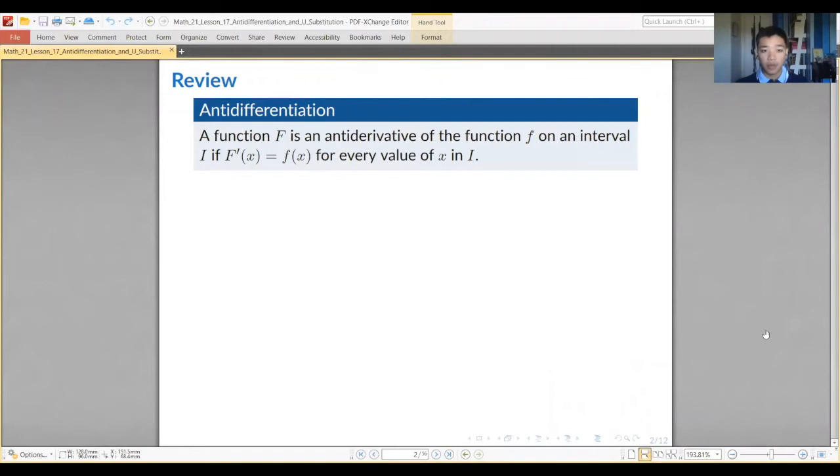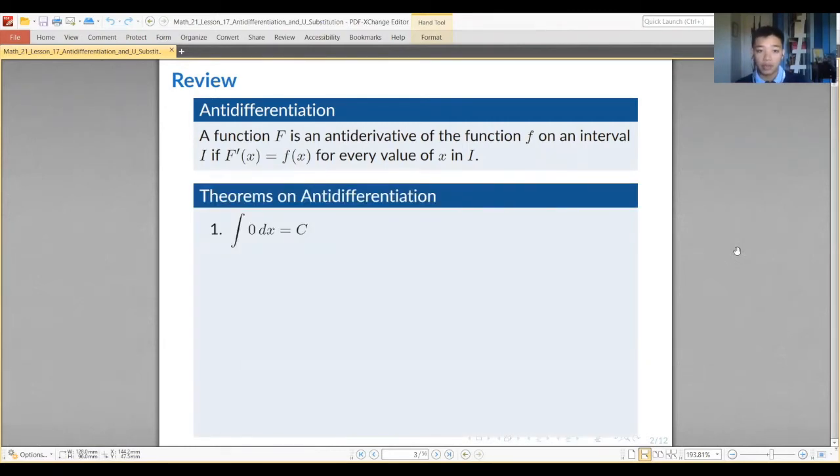So we say that the function capital F is an antiderivative of the function small f on an interval capital I if the derivative of capital F of x is equal to small f of x for every value of x in capital I. We see here that it says an antiderivative. This follows from the fact that a function can have several antiderivatives.